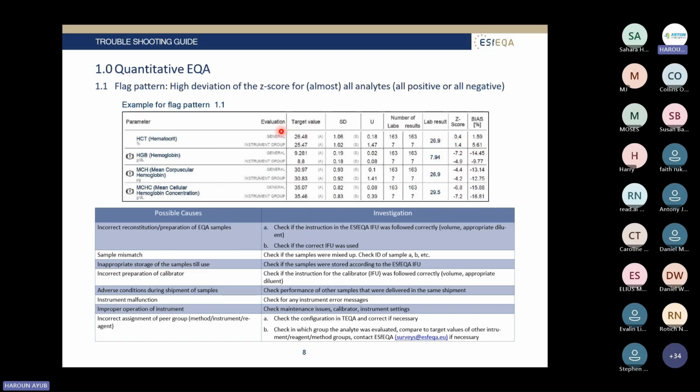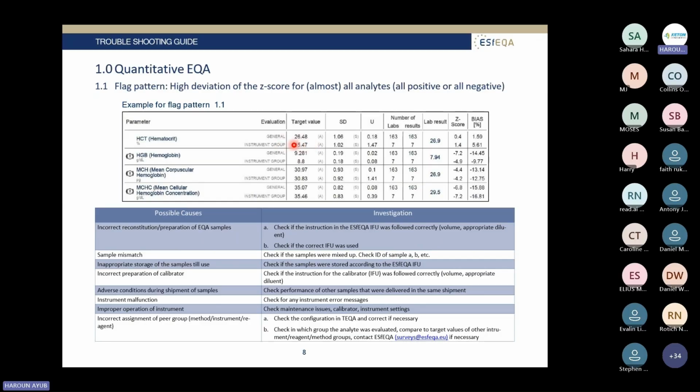So how is the Z-score calculated? Remember, your lab result is only 1. But then we had the general mean. So generally, we have 163 labs who did this EQA, and they got this particular result as the mean. So we added A plus B plus C, and then we omitted the outliers, and then we got the target value. Remember, outliers are estimated using robust statistics. So in that particular webinar, you are able to understand how you omit outliers and how you accept the outliers.